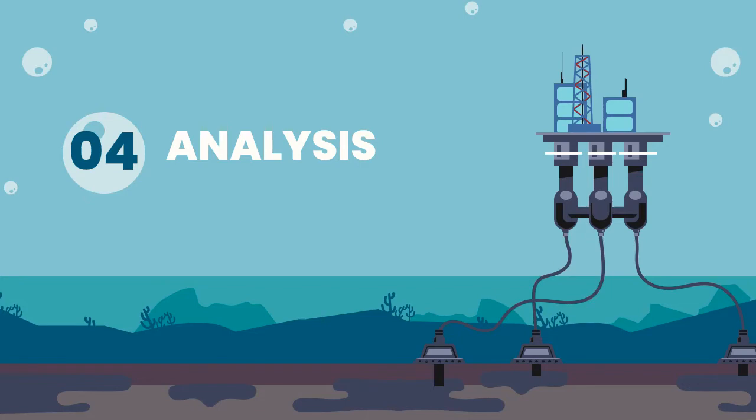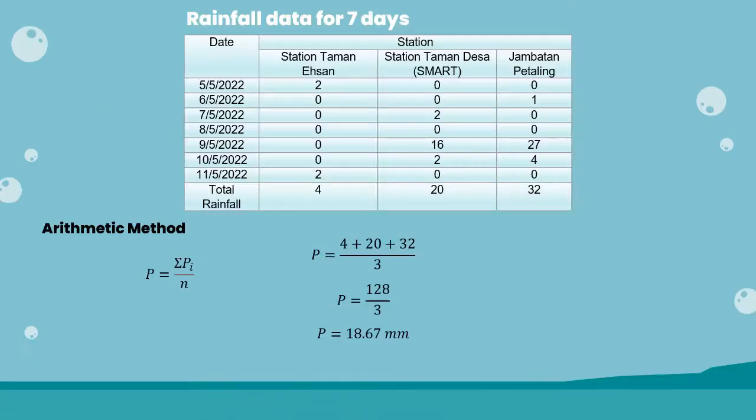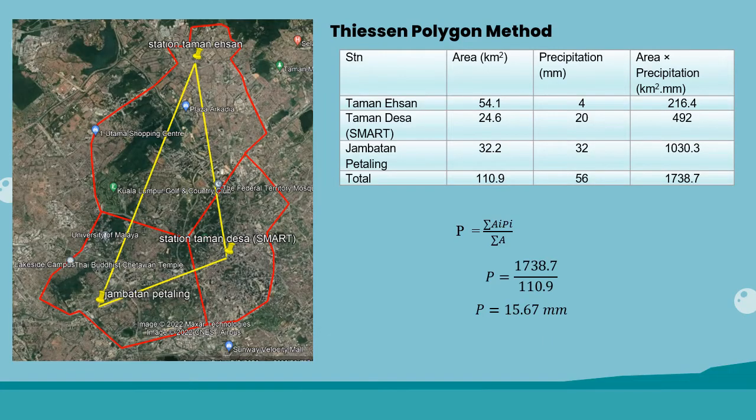Next is the analysis part. For the arithmetic method, we choose rainfall data for 7 days as shown below, and then we get the value of P equal to 18.67 mm. The catchment area is measured using the Thyssen polygon method. The stations are Taman Ehsan, Taman Desa Smart and Jambatan Petaling. From the method, we will get the area and precipitation.